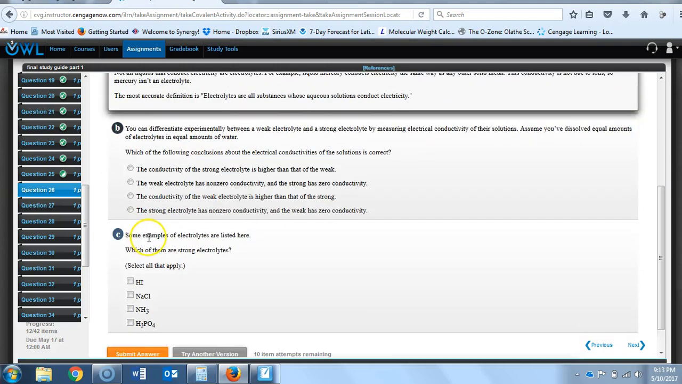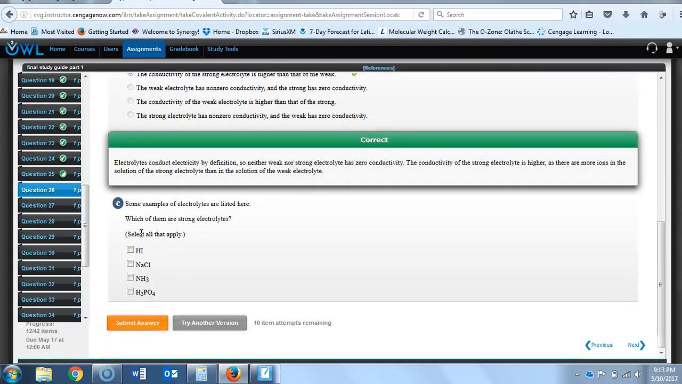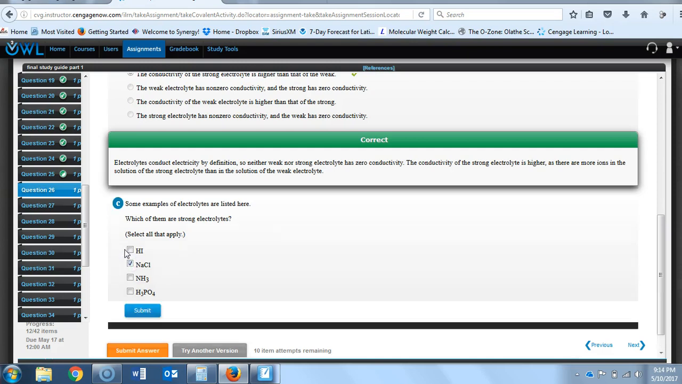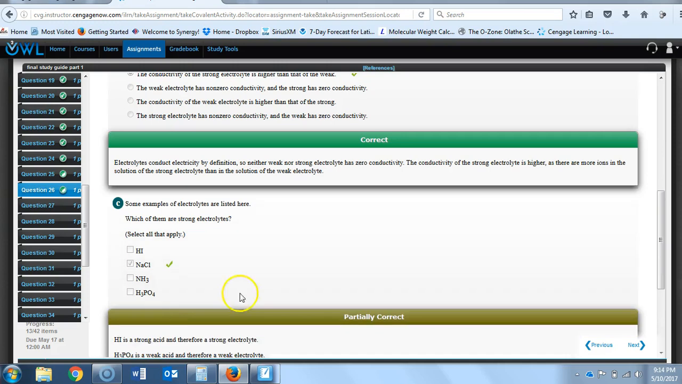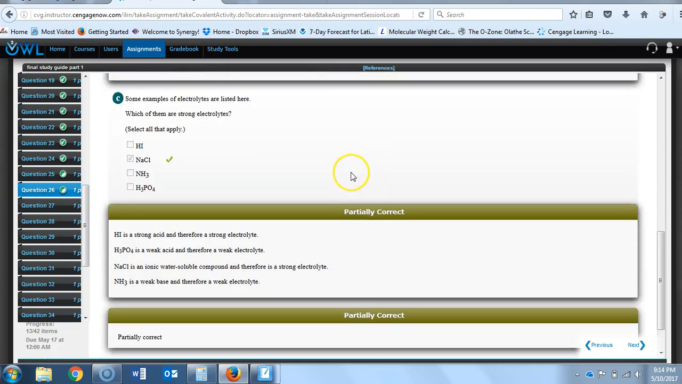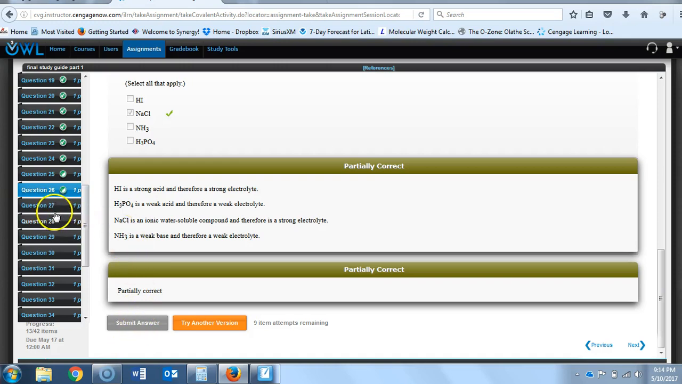There we go. You can differentiate experimentally between a weak electrolyte and a strong electrolyte by measuring electrical conductivity. Which of the following is true? The conductivity of the strong electrolyte is higher than that of the weak. True. Some examples of electrolytes are listed here, which are strong. A strong electrolyte is going to be something that dissociates completely. Sodium chloride is going to dissociate completely. The reason the hydroiodic acid and the phosphoric acid don't is because they're weak acids. Partially correct. HI is a strong acid, therefore it would have dissociated.